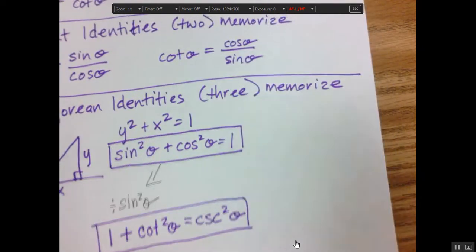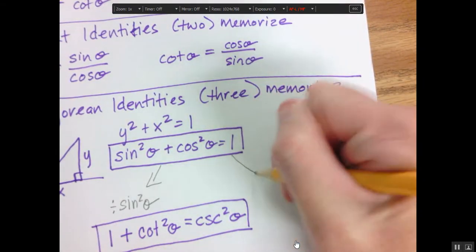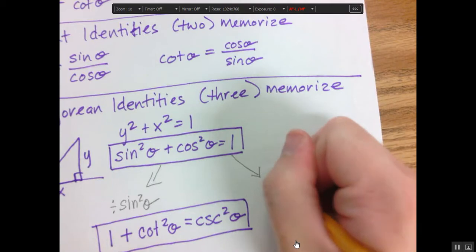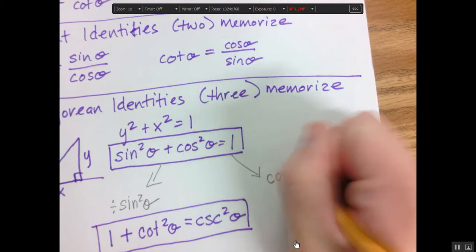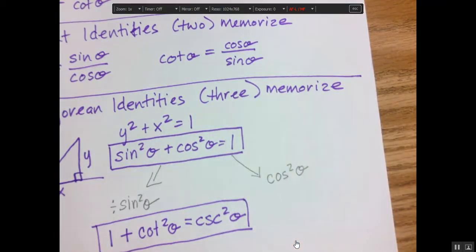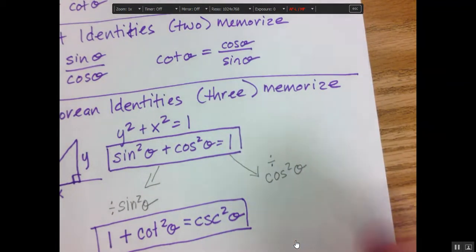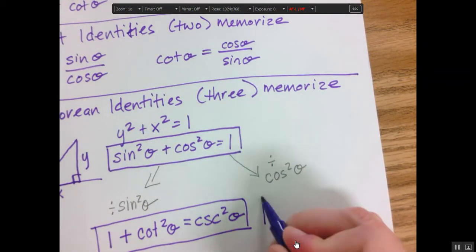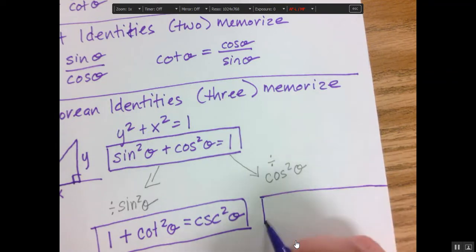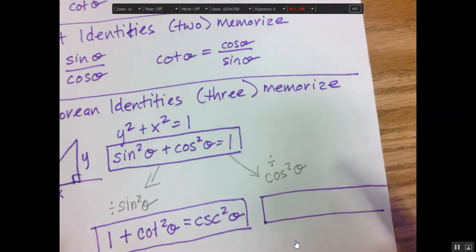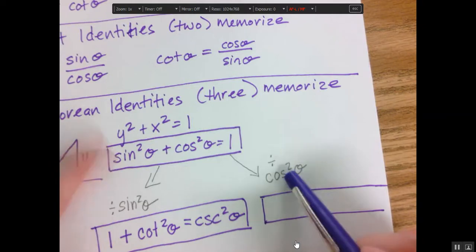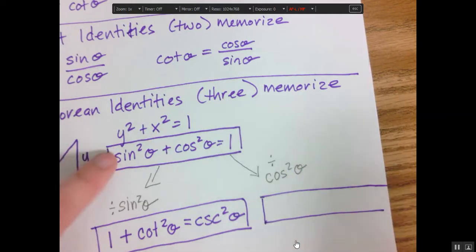And then, what if I go back and instead of dividing both sides by sine squared theta, I divide by cos squared theta? Just divide. All right, you're way ahead of me. Let's see. All right, so Meredith says sine squared over cosine squared is going to be tangent squared. Good.